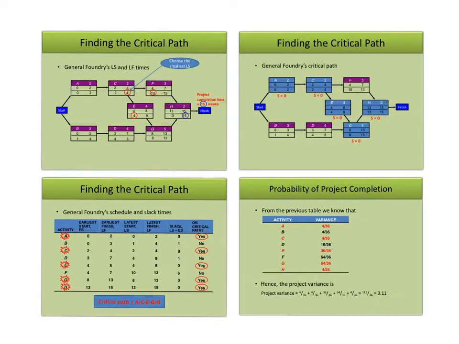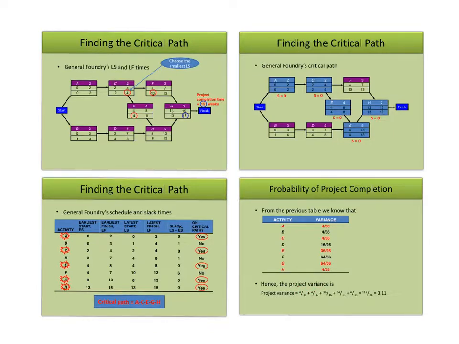Now the next part of the problem is to get the probability that the project can be completed on the 15th week. As we can see, this is just an estimated time, because all these times are estimated times. Okay, so this is just the estimated project completion time. Now before we could find the probability of the project completion time, first of all we have to get the variance of the project, okay? The project variance.